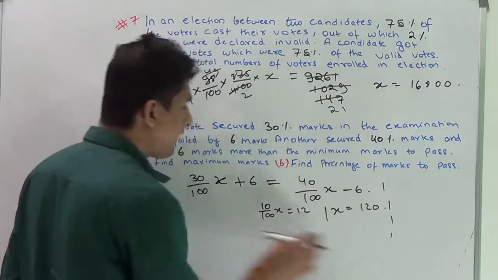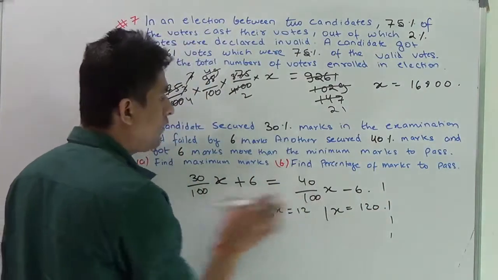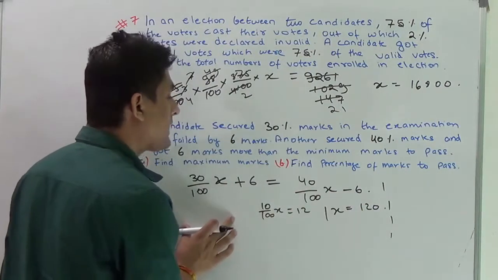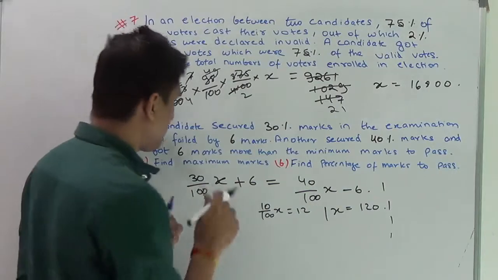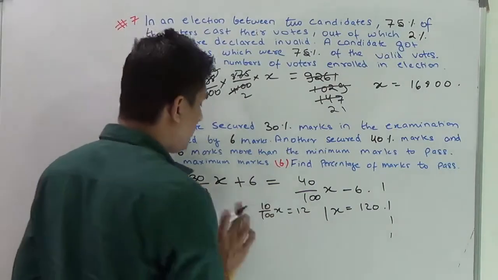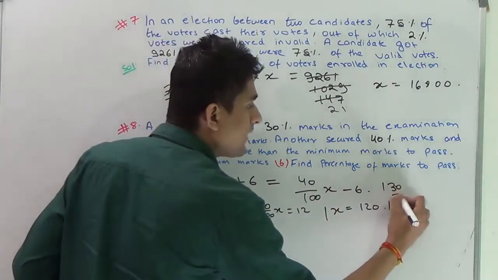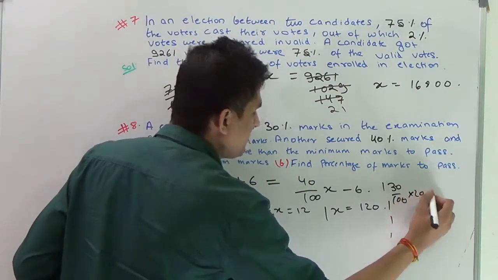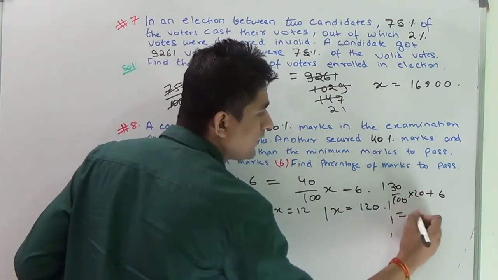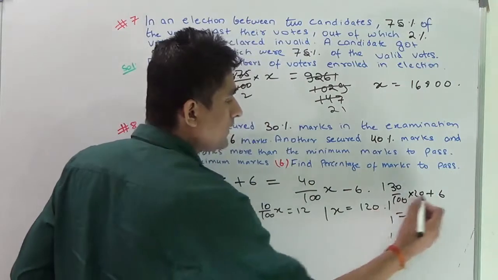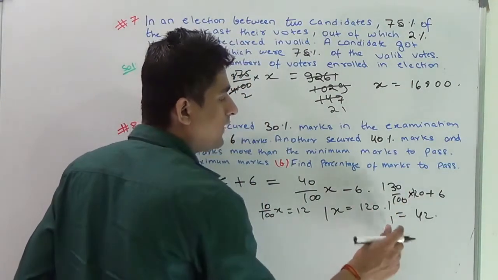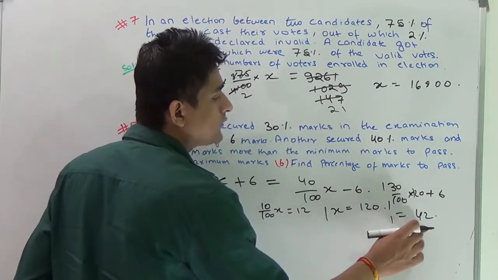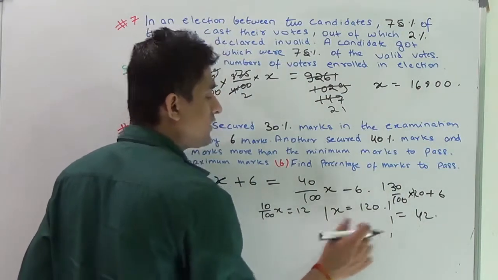Okay. So if I equate the value of x in any of the equations, that means in this or in this, I get the passing marks. I'm putting the value of x here. So 30 by 100 of 120 plus 6. From here I'll get 42. This is 120. I'll get the value of x, the passing marks, to be 42. That means passing marks for this examination was 42.